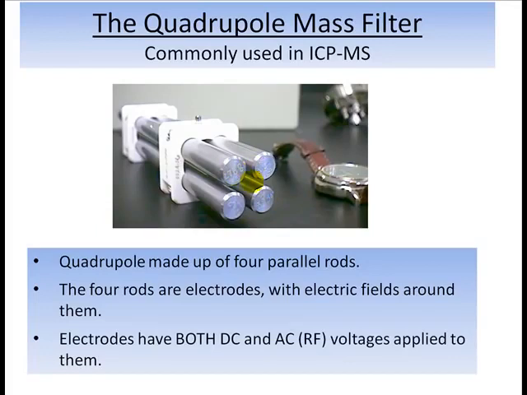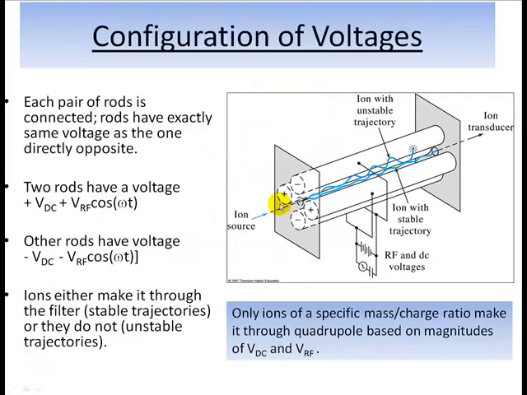The complicated part is not physically what it's like, it's simply these four rods, so that's pretty easy. The complicated part is the voltages that are applied to them, and hence the electric fields associated with those voltages. These voltages are complicated in the sense that they have two components. Each rod has on it a direct, constant portion and an alternating portion of voltage. Now let's get a little more specific about these voltages.